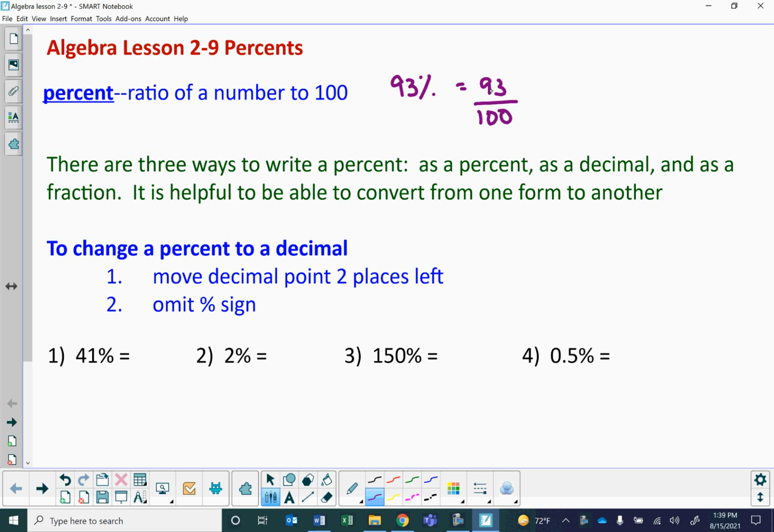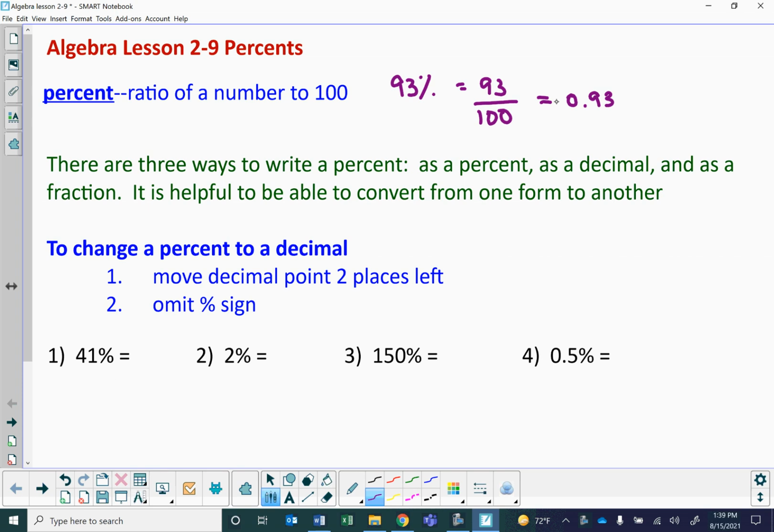You can write it as a percent, you can write it as a decimal, and you can write it as a fraction. So 93% can be written as a percent, it can be written as 93 over 100, it can also be written as 0.93. So it can be written as a percent, a fraction, and a decimal. And it's very helpful if you can understand and know how to convert from one form to another fairly simply.